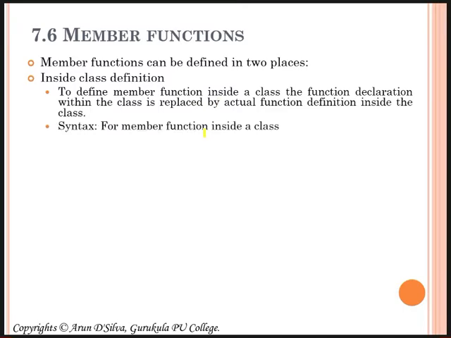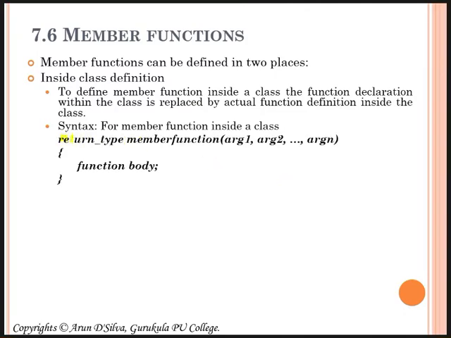What is the syntax for a member function inside a class? We use the return type specifier, then the member function name, and then the argument list. This is optional; it is not necessary that arguments must be there in the function. It can be 0 arguments, or one argument, two arguments, or n number of arguments. And there will be a function body, which is enclosed within braces or flower brackets.